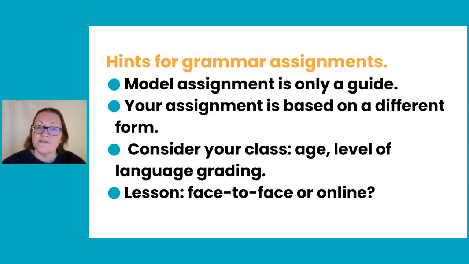So, for example, in the level 5 course, the model assignment is all about the present perfect tense. But your actual assignment is not about the present perfect. It's about the first conditional. And if you're doing the level 3 course, your actual assignment is based on the past continuous for interrupted events. So the model assignment is only a guide. You don't have to do the same form again.